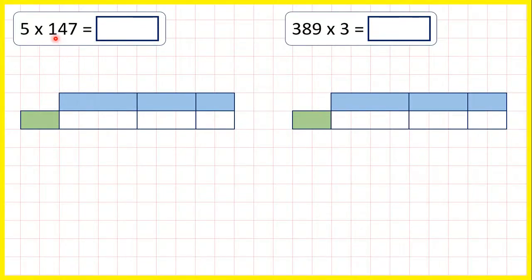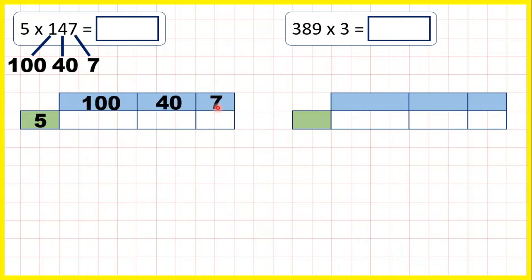Now let's multiply by a 3-digit number using the grid method. So we start with 5 times 147, but we can break down 147 into hundreds, tens and ones. This 1 stands for 100, this 4 stands for 40, this 7 stands for 7. So on our grid we can write the single digit number in our question on the left, and then we can write the partitioned number on top, so that's 100, 40 and 7.